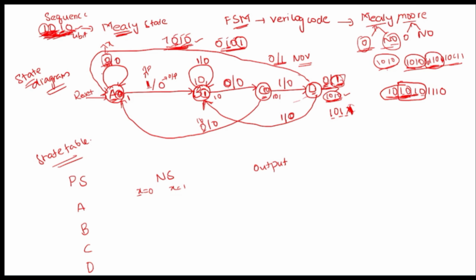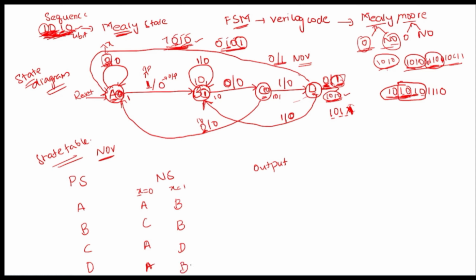So if x is 0, what happens? It will be in A only, so the next state will also be A. Now if it is 1, it will be going to B. Similarly for B, if it is 1, it is staying at B, and if it is 0, it is going to C. Similarly for C, if it is 1, it is going to D, and if it is 0, it is going to A. And at D, if this is 0, for the non-overlapping case, it is going to the original home state A.